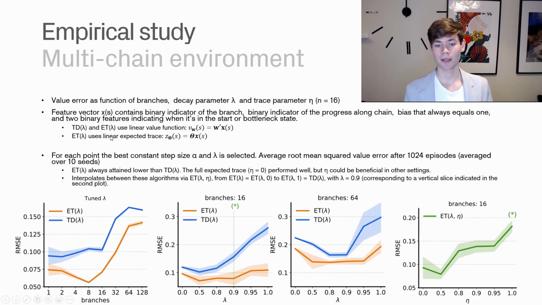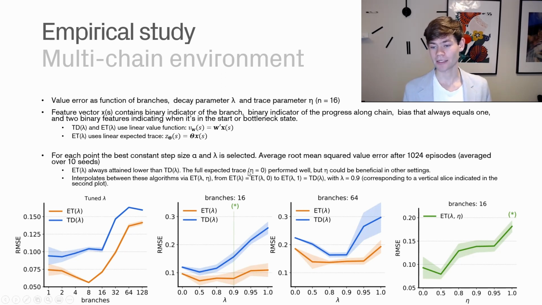And then for ET lambda, they also need to use some sort of function for the expected trace, and they're using a linear one here. And for the results, which we can see down here, they used the best constant step size alpha and lambda. So they evaluated a number of different alternatives and picked the best ones. And then they're plotting the average RMSE after 1024 episodes and then averaged over 10 seeds. And that's what we can see in the shaded regions here. And the conclusion is that ET lambda always attained lower RMSE than TD lambda.